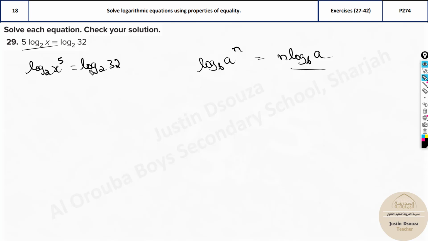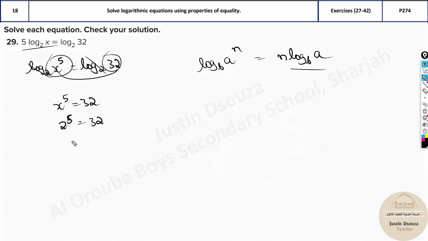Now it's easy to solve. This is all same, log base 2 is gone. We're not cancelling, we are just equating the inner terms, to find x. That's it. x to the power 5 equals 32. I know it's 2 to the power 5, directly you can write it. Otherwise, you have to find a number whose power is 5.